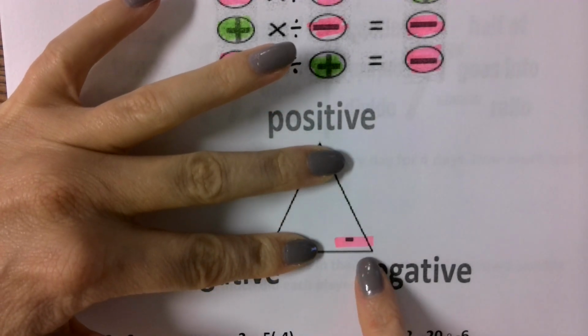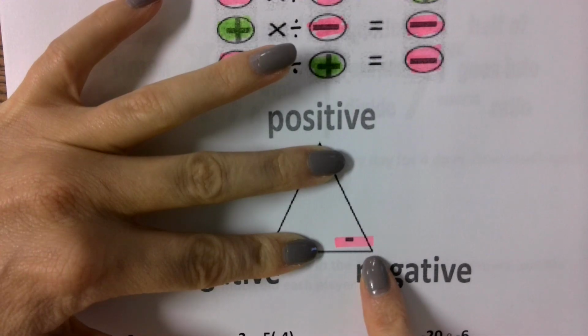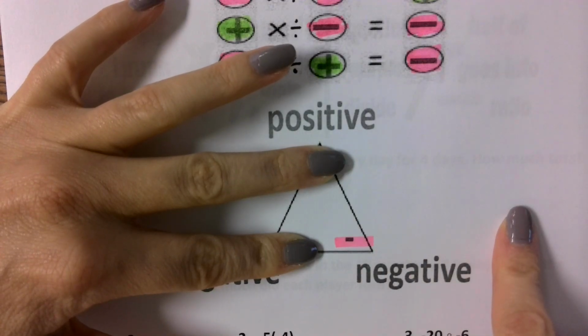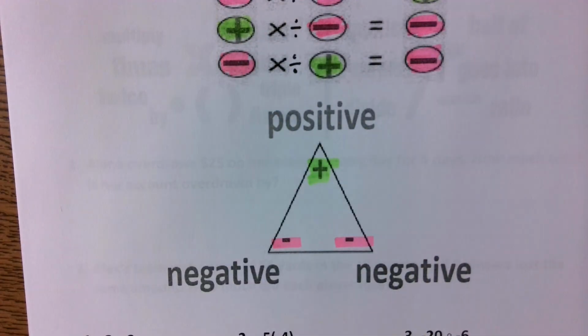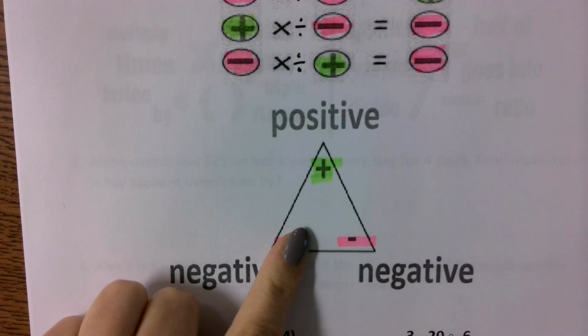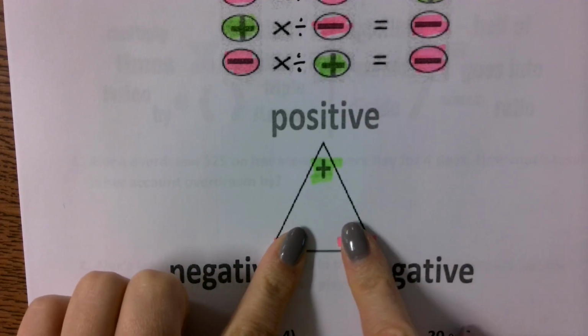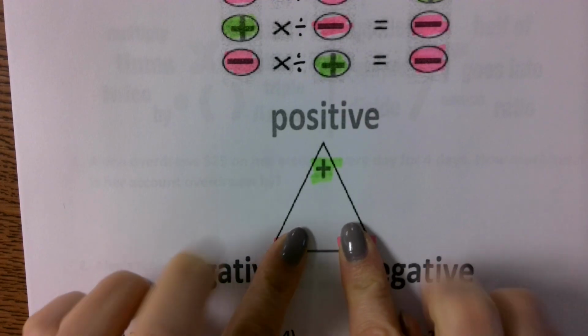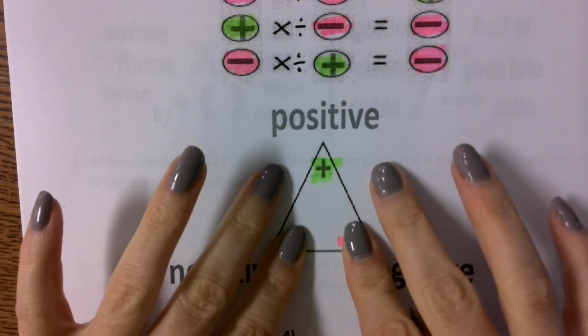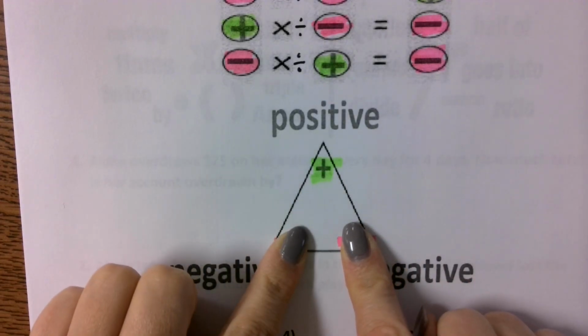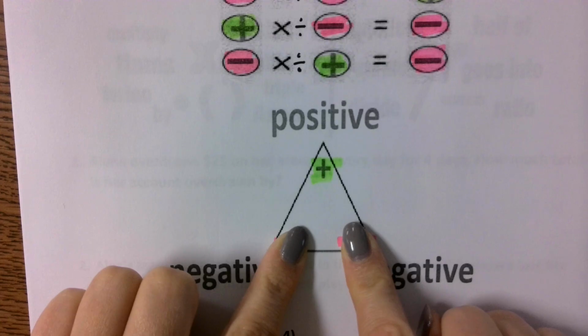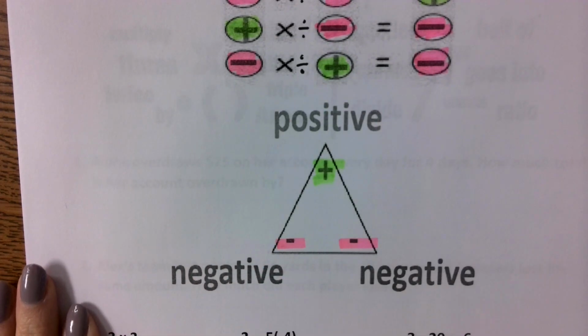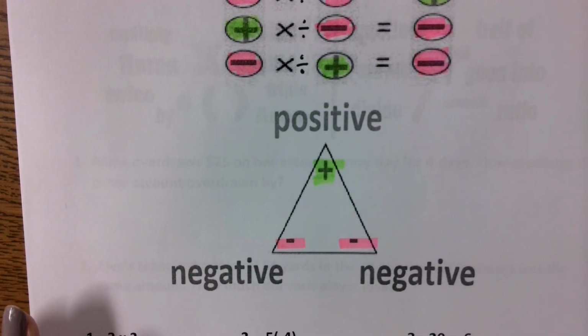The only symbol that's still left showing is a negative. So that means my answer would be a negative. If I say, hey, I'm going to multiply a negative by another negative, then what answer am I going to get? A positive, because the positive is the only thing that's left showing. So the triangle helps a lot more with making sense.